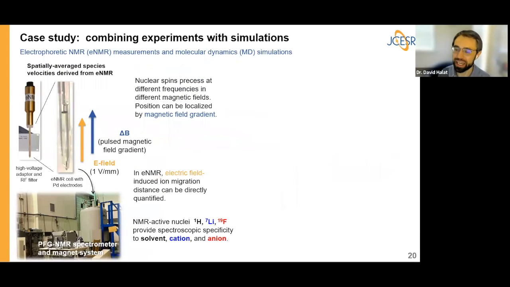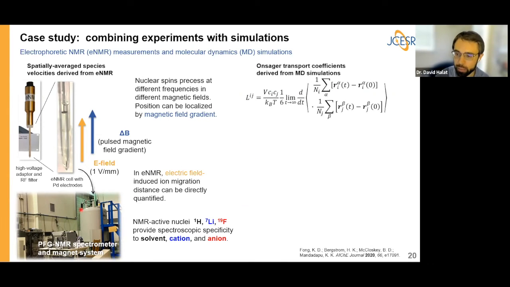So I just want to show a case study where we've actually then used this technique to probe a particular electrolyte system. And in particular, we've also used simulation methods in parallel to investigate a concentrated electrolyte. So I've already discussed the underlying methodology of eNMR, which is shown on the left. But on the computational or the molecular dynamics side, here shown on the right, what we did was to use this recently published equation that links molecular dynamic simulations to the Onsager transport framework.